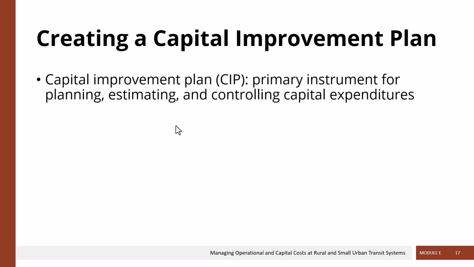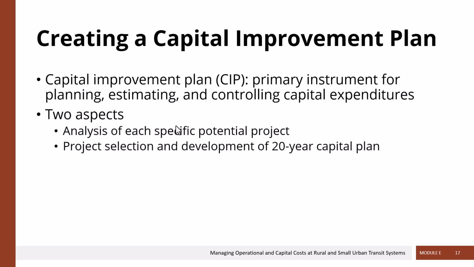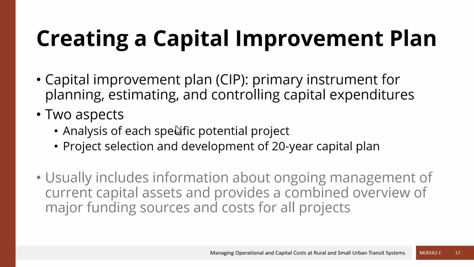All right, next let's talk about capital improvement plans. What is a capital improvement plan, or CIP? It's really the primary instrument the transit agency has for planning, estimating, and controlling its capital expenditures. It's made up of two aspects. The first is an analysis of each specific potential capital project that an agency plans to do, and then ultimately packaging all of those different analyses up and selecting the projects that an agency plans to do and putting them into a 20-year capital plan, which is a typical capital plan on a 20-year horizon. Some can be a little bit shorter or even a little bit longer.